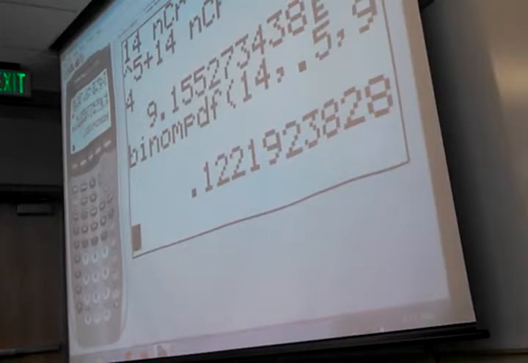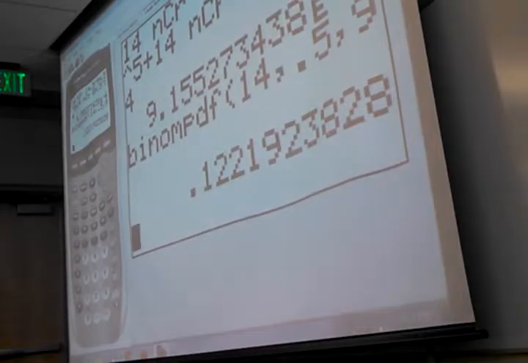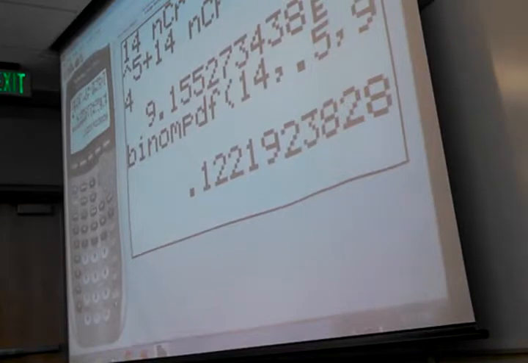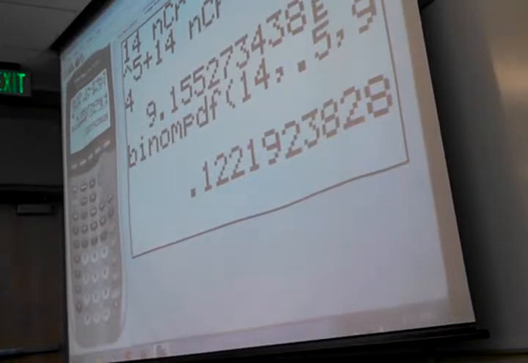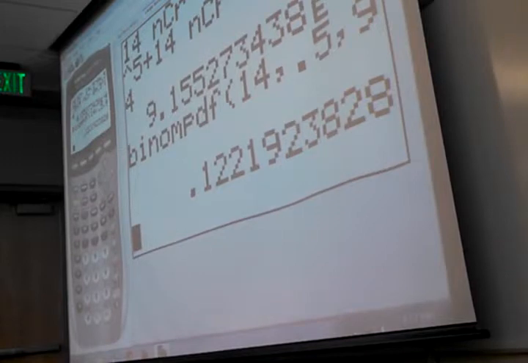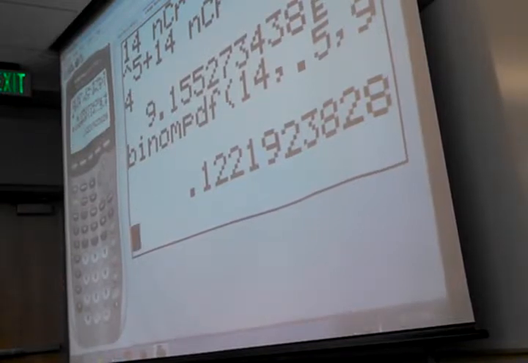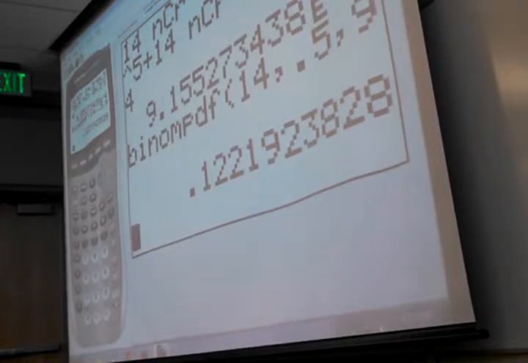How we doing? Okay. And then part B said at least 2. That's going to use the combination. Yeah, the C. Now, binomial CDF is hardwired to do 0 up to the number you put in. So if I would have done binomial CDF here, it would have added the probability 0 up through the probability of 9. So if I want at least 2, I have to apply that 1 minus thing. I have to do 1 minus.